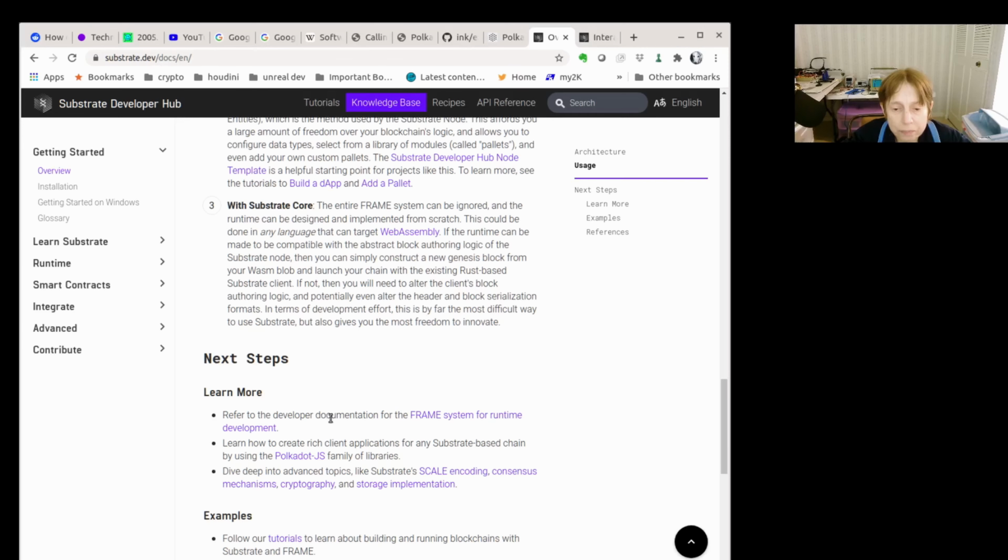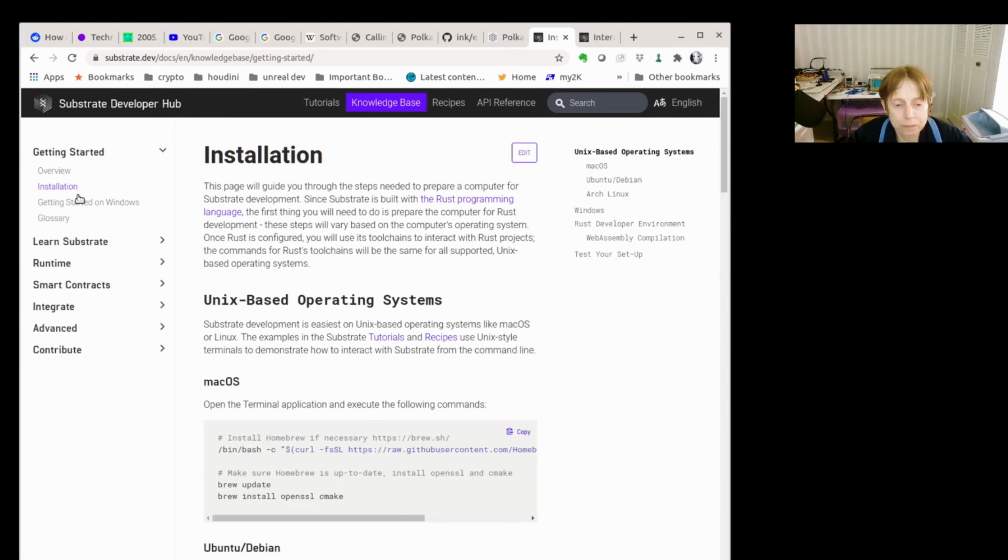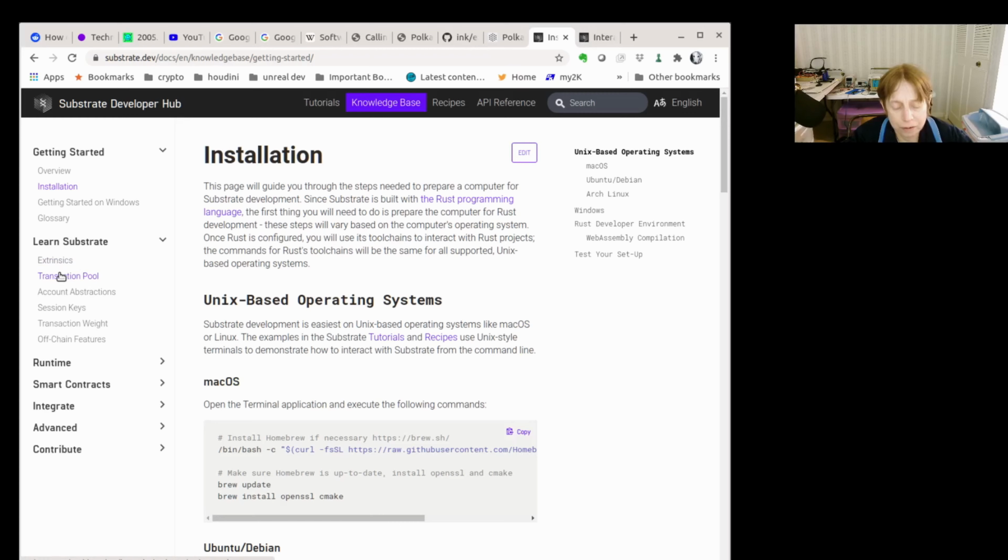So they talk about the documentation here. Installation, getting started on Windows. Well, we're going to do this on Linux, if I can keep my Linux box having enough hard drive space.